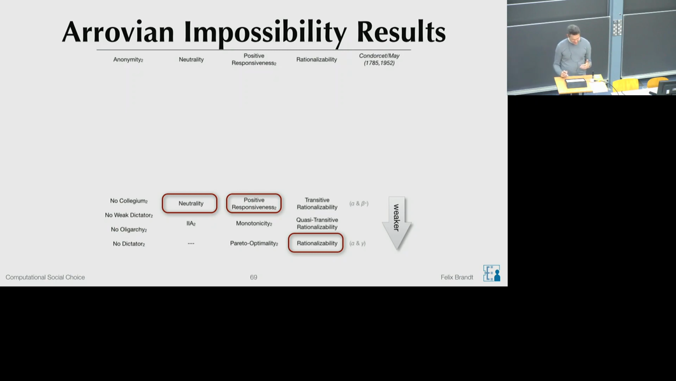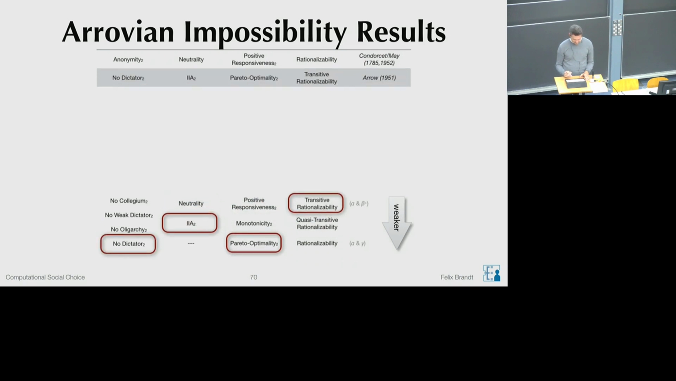And now we move on to the Arrow impossibility theorem, where the idea is to get rid of anonymity and make it much weaker to non-dictatorship, weaken neutrality to IIA, and also weaken positive responsiveness significantly to only Pareto optimality. Okay, and this is what we get here. We have very weak conditions here, and at the same time we have strengthened rationalizability to transitive rationalizability. This is the figure that I showed you last time and also at the beginning of today's lecture. Three conditions become weaker, one becomes only slightly stronger. That's the Arrow theorem.